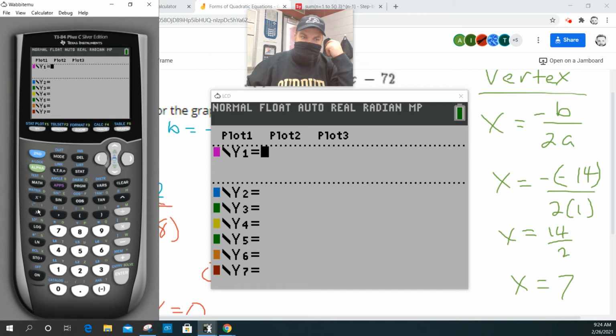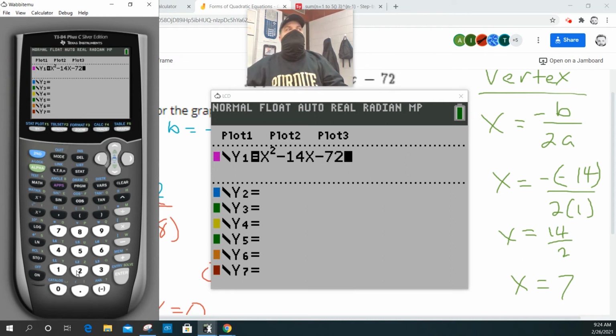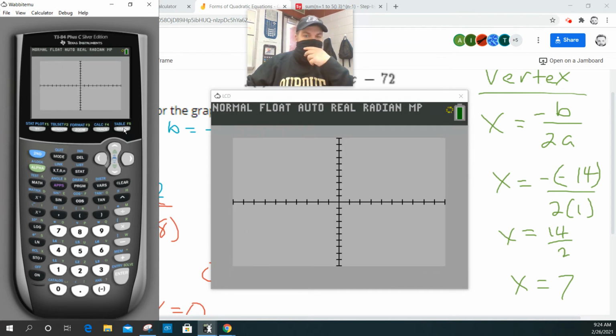The function is x squared minus 14x minus 72. Does anybody have any questions? You got that plugged in? Does your screen look like mine? Okay. So now let's hit the graph button. Uh-oh. I can't see the whole thing. So what do?